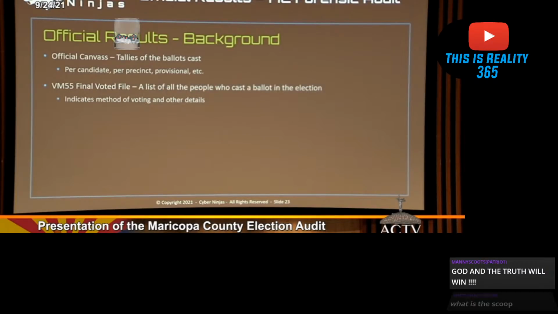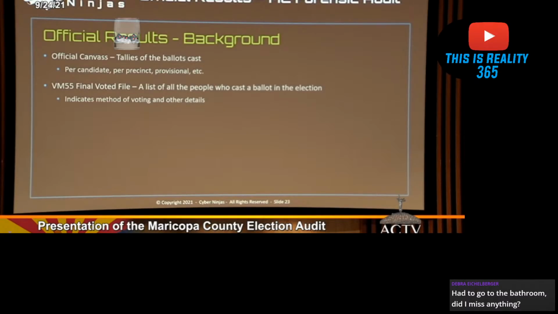We also have what's called, here in Maricopa County, they call it the VM55 file, or the final voted file. It is a list of every single person that showed up to vote. And that's counted both for in-person, whether it's early voting in person or whether it's mail-in, and all of those are kept track of separately. So we have a number of all those different categories of who showed up to vote on any given day.